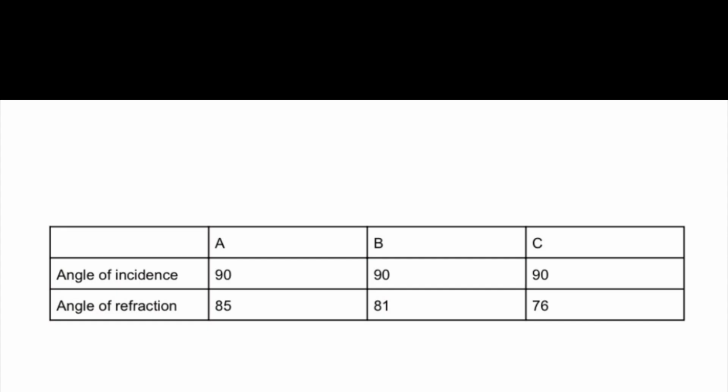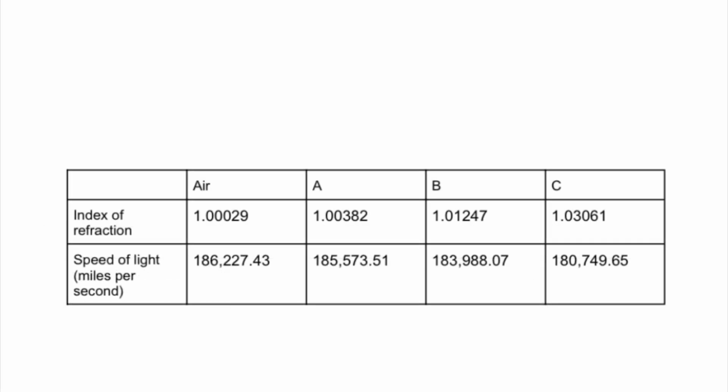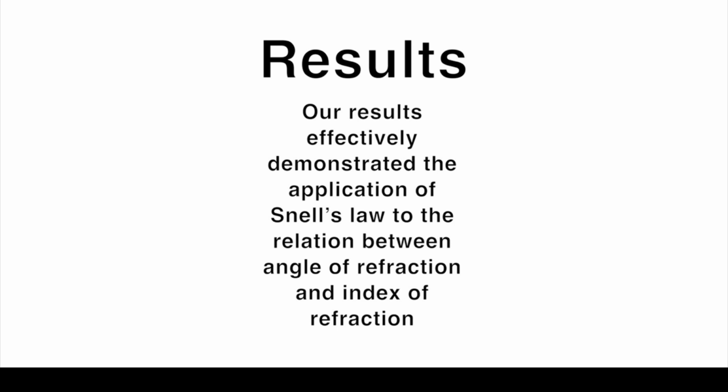We created a chart and used this data to calculate the index of refraction and speed of light from each mixture compared to air. As the chart shows, with increased density of each mixture, there was an increase in the index of refraction and decrease in the speed of light. Our results effectively demonstrated the application of Snell's law to the relations between angle of refraction and index of refraction.